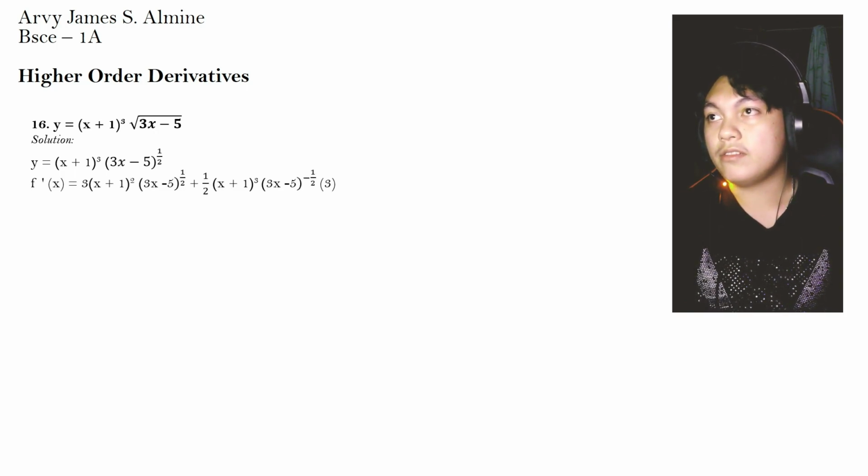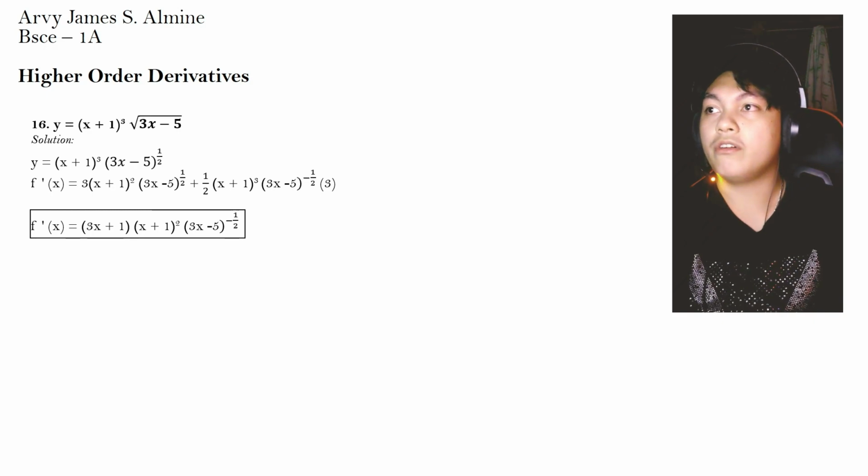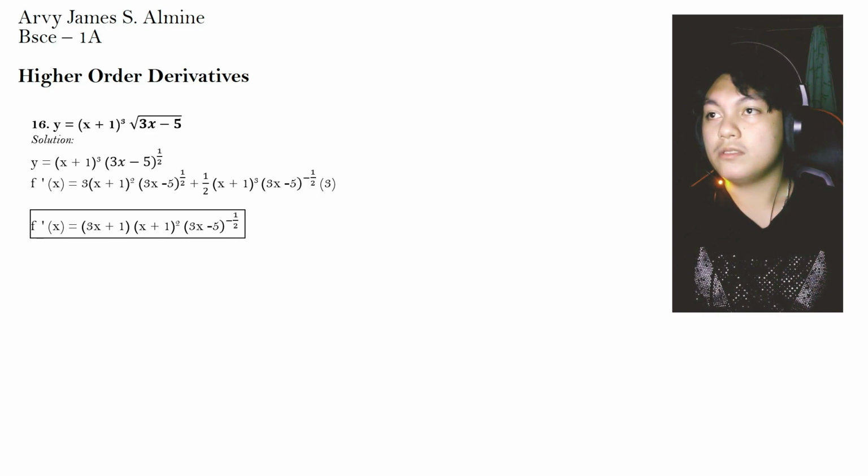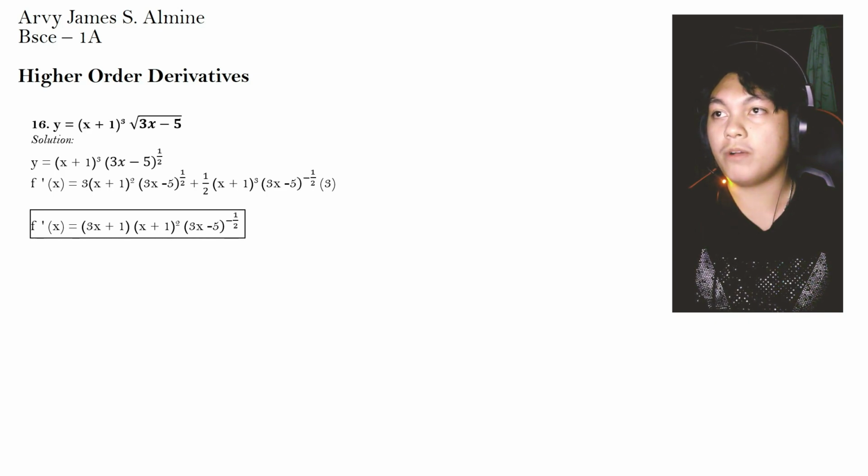So we have 3 times x plus 1 squared times 3x minus 5 to the power of 1/2 plus 1/2 times x plus 1 cubed times 3x minus 5 to the power of negative 1/2 times 3. By simplifying this expression, we get the first derivative of 3x plus 1 times x plus 1 squared times 3x minus 5 to the power of negative 1/2. To find the second derivative, we will need to use the product rule and the chain rule.